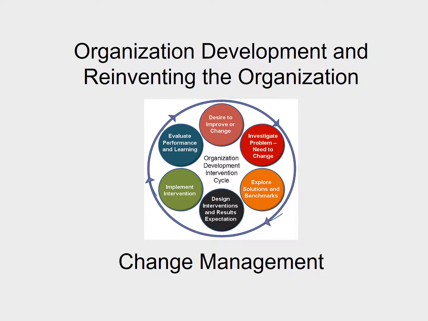So I have a quick graphic from the book here, so kind of the cycle. The first thing that starts in organizational development is a desire to improve or change. So that's usually where things start. A recognition the way we've been doing things is not actually the most optimal or successful way. We then need to investigate the problem. So just because there's a perceived problem doesn't always mean that's actually what's causing the problem.